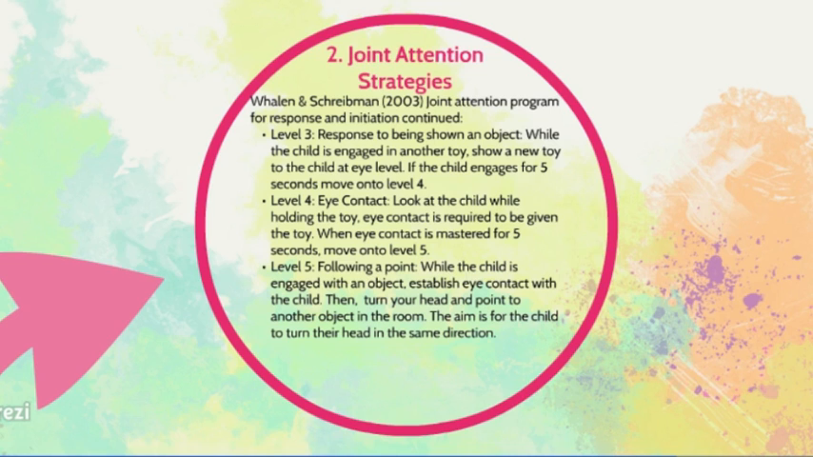Eye contact. Look at the child while holding the toy. Eye contact is required to be given to you or the toy. When eye contact is mastered for 5 seconds, move on to level 5. Following a point. While the child is engaged with an object, establish eye contact with the child. Then, turn your head and point to another object in the room. The aim is for the child to turn their head in the same direction.